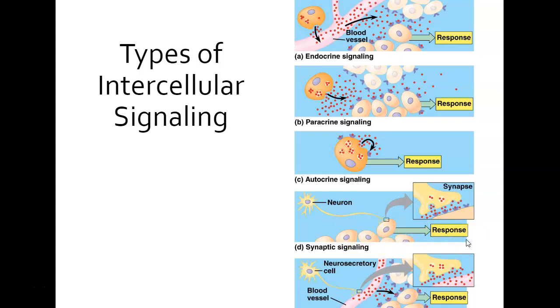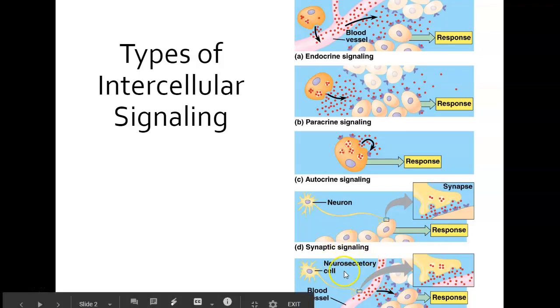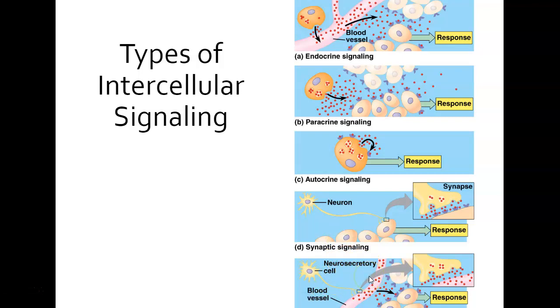We can also talk about neuron signaling or synaptic signaling, and this is when neurons are talking to each other. And then finally, which we'll circle back to in this specific PowerPoint as well, is neuroendocrine signaling. So there's some kind of neural signal that will trigger endocrine release into the bloodstream and then have a downstream response.